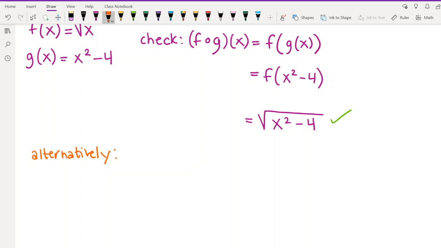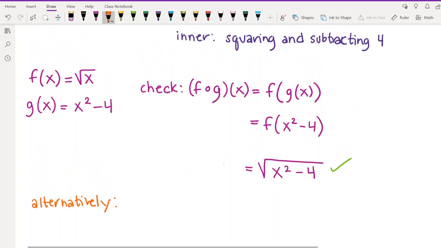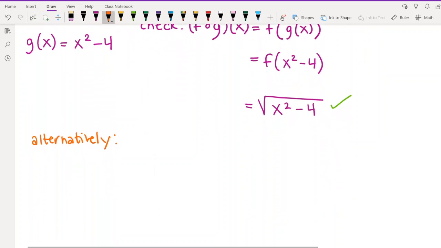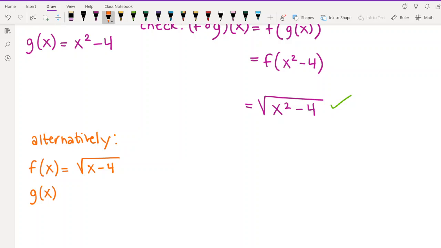And I would actually recommend, if you haven't already, pause the video and try to think if you can come up with something else. I think that's a really good exercise to think, can you come up with something else that would work? Two different functions, f of x and g of x, that we could compose. So another thing that would work is we could make f of x equal to the square root of x minus 4, and g of x equal to x squared.